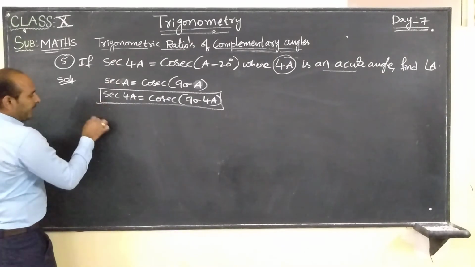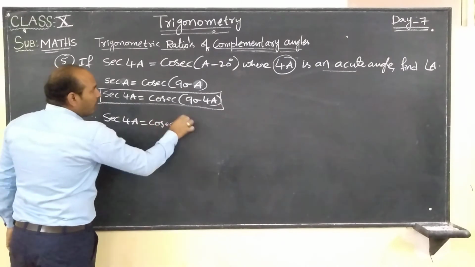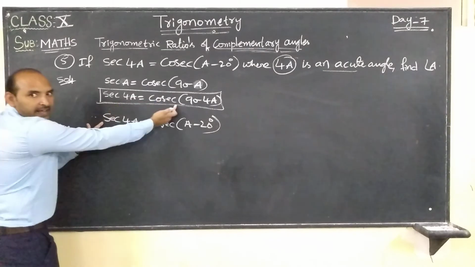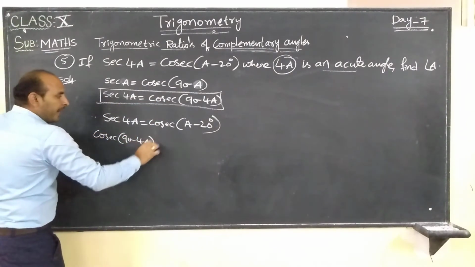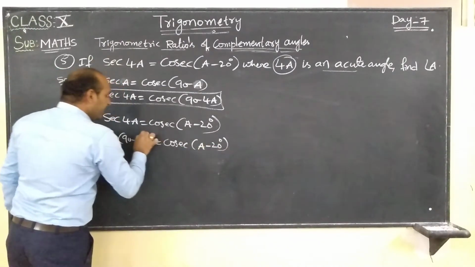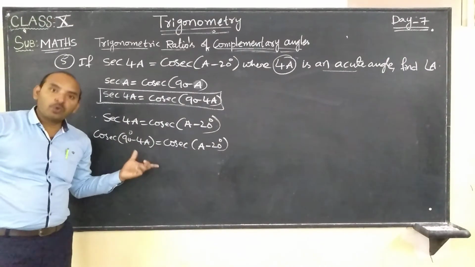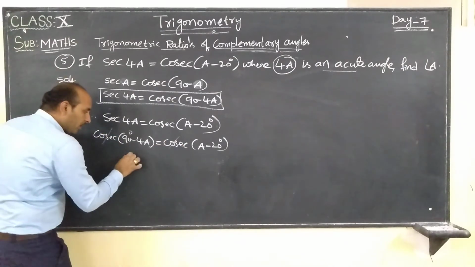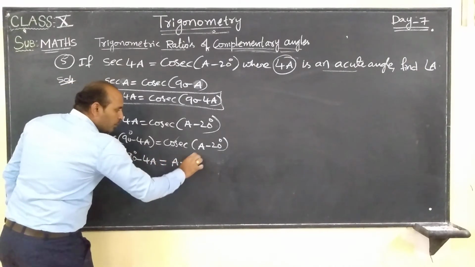So now the data says secant 4A is equal to cosecant of A minus 20 degrees. What is the secant 4A value? Cosecant of 90 minus 4A, which is equal to cosecant of A minus 20 degrees. Now both sides, the trigonometric ratio is what? Cosecant ratio. So this cancels, and you will get the angles equal: 90 degrees minus 4A is equal to A minus 20 degrees.